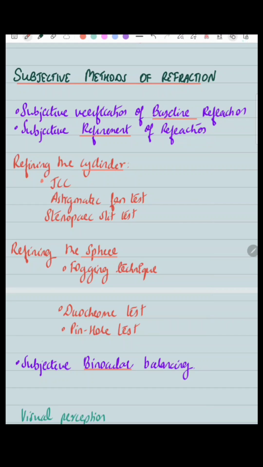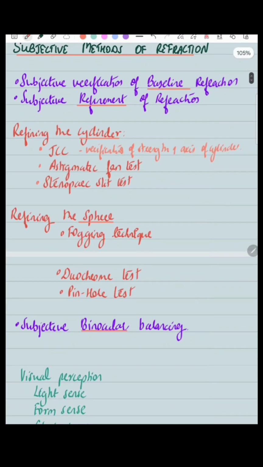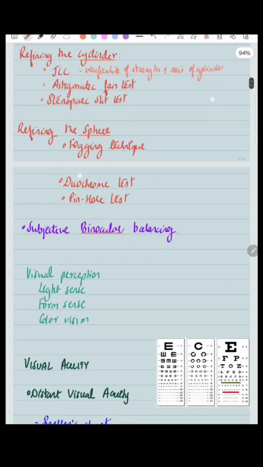It is for verification of the strength and axis of the cylinder. Jackson cross cylinder checks the strength and axis of the cylinder, and there are also the astigmatic fan test and the stenopaic slit test. For refining the sphere, we can use the fogging technique, duochrome test and pinhole testing. Then there is subjective binocular balancing. That is about methods of refraction.